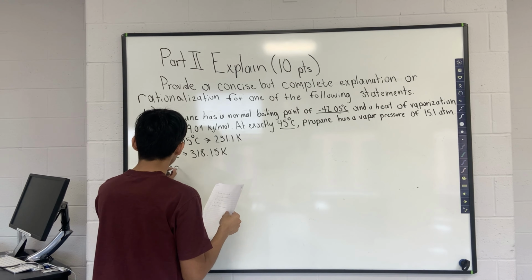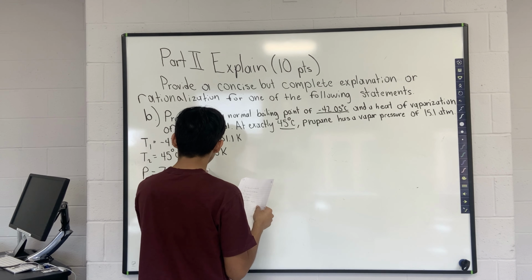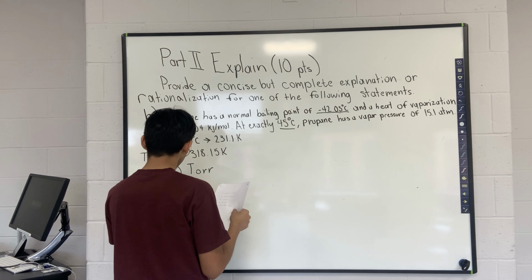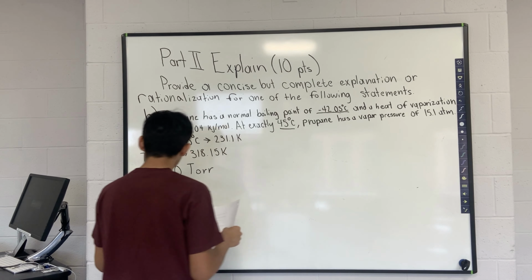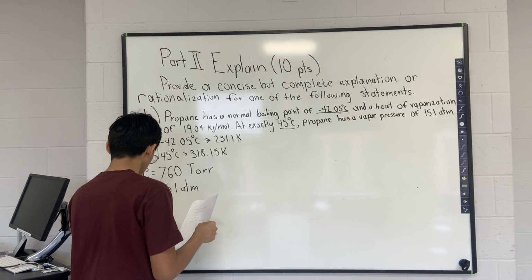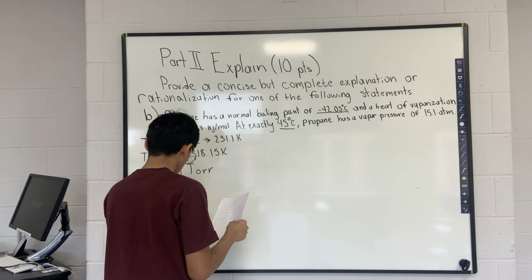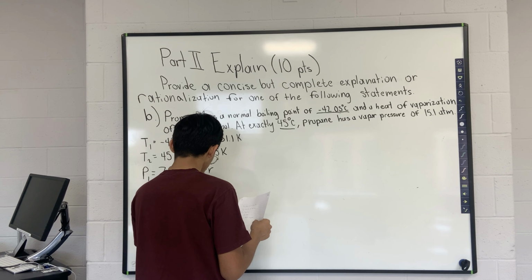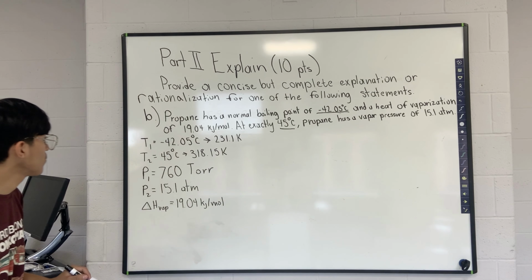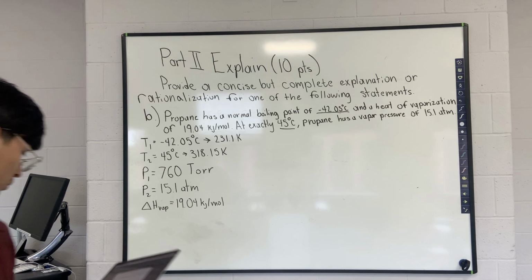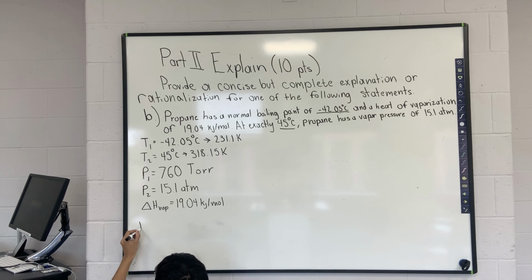As you can see, I am writing down the variables and values given in the problem to organize my thoughts. Pressure 1 is 760 torr, pressure 2 is 15.1 atm, temperature 1 is 231.1 Kelvin, temperature 2 is 318.15 Kelvin, and the heat of vaporization is 19.04 kilojoules per mole. The approach that will be taken to solve the problem is that I will take all the variables given in the equation, excluding P2, as that is what we are solving for, and plug them into the Clausius-Clapeyron equation to get our answer.